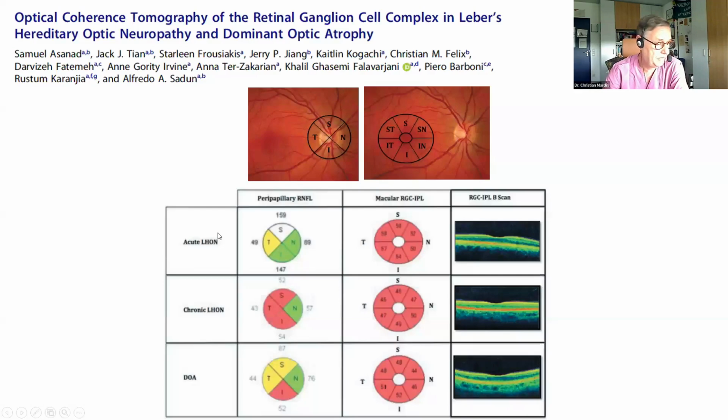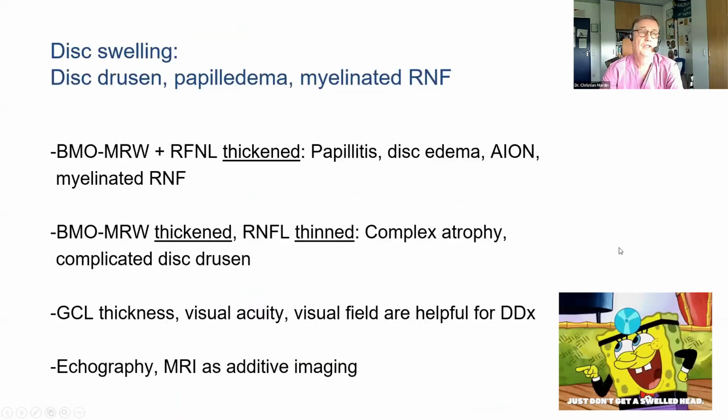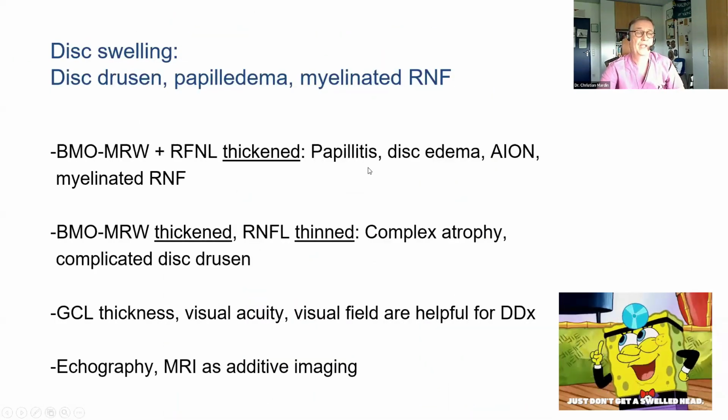So you can differentiate autosomal dominant optic neuropathy, which is not as aggressive in nerve fiber layer loss as Leber's optic neuropathy, as has been shown in the publication of Asanad. So when you have disc swelling, a thickening of the rim and a thickening of the nerve fiber layer, you have to think of papillitis, disc edema, anterior ischemic optic neuropathy, or myelinated nerve fibers.